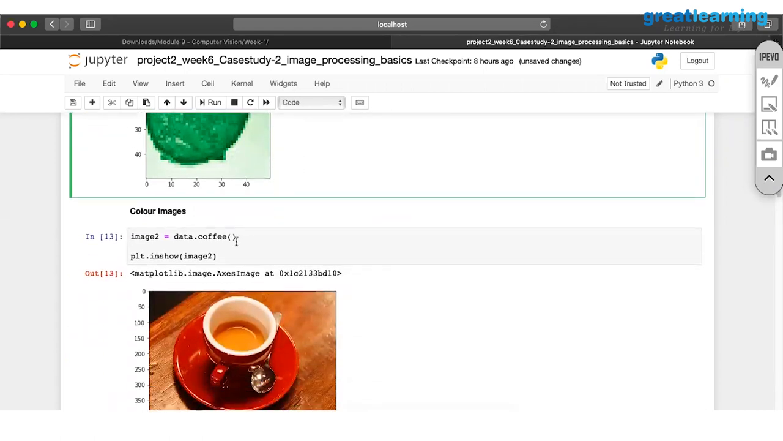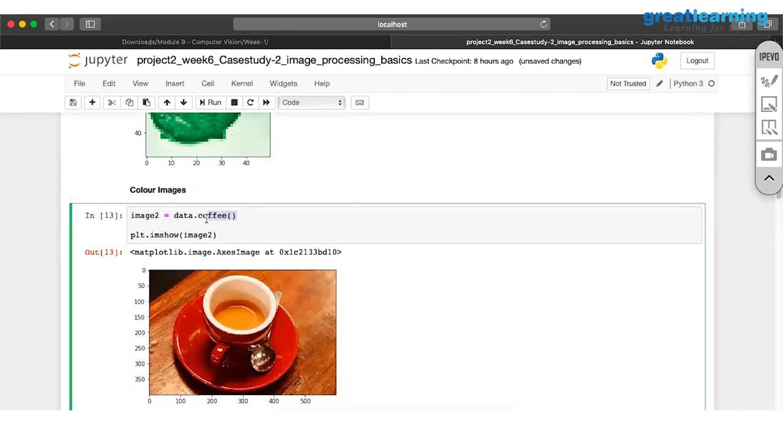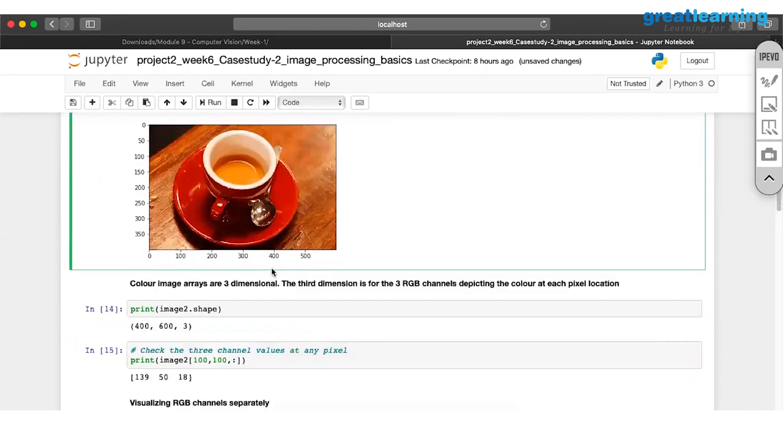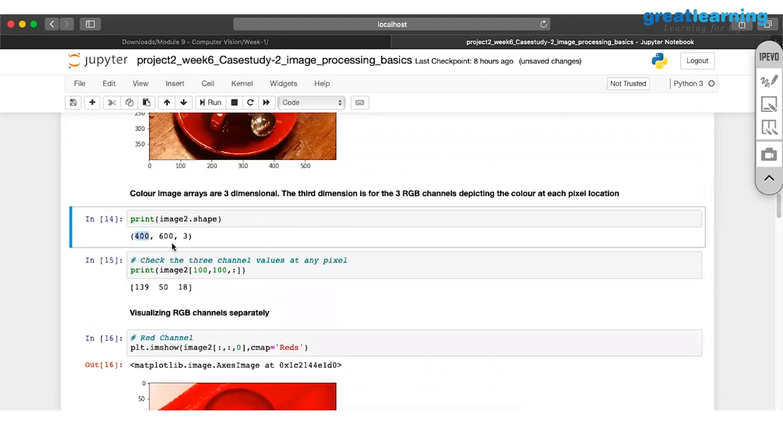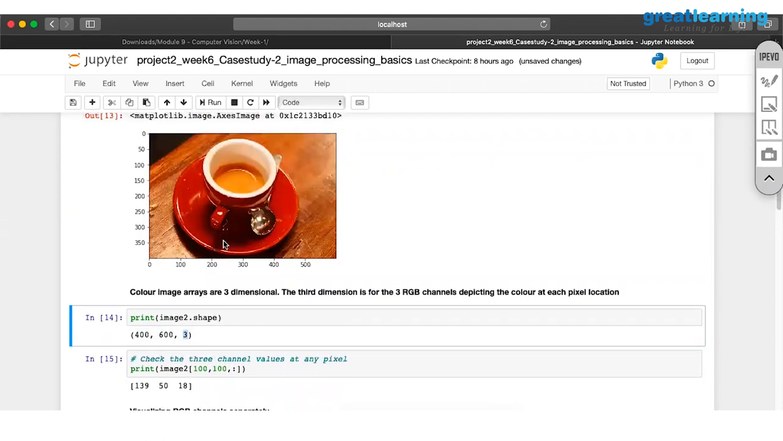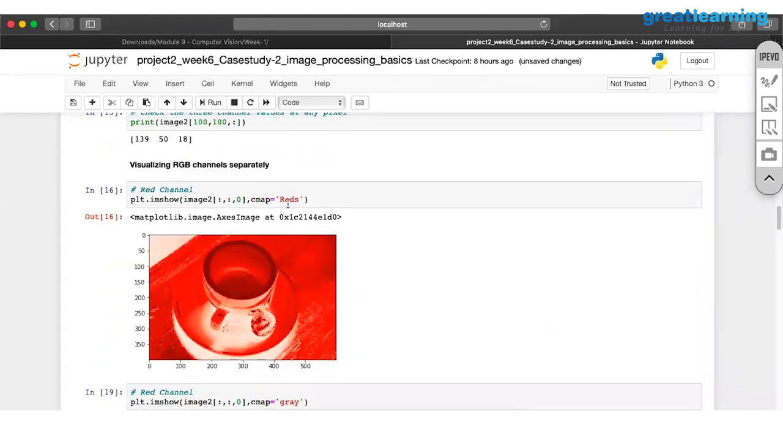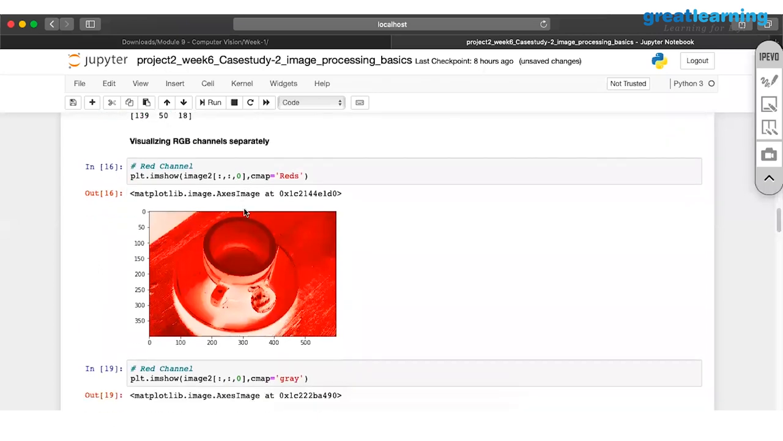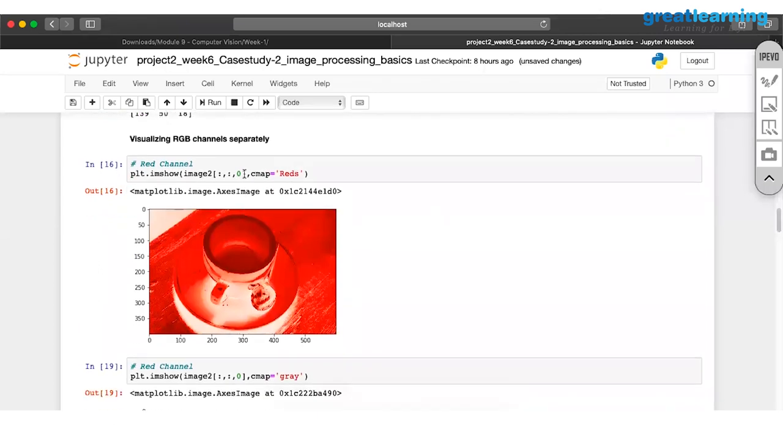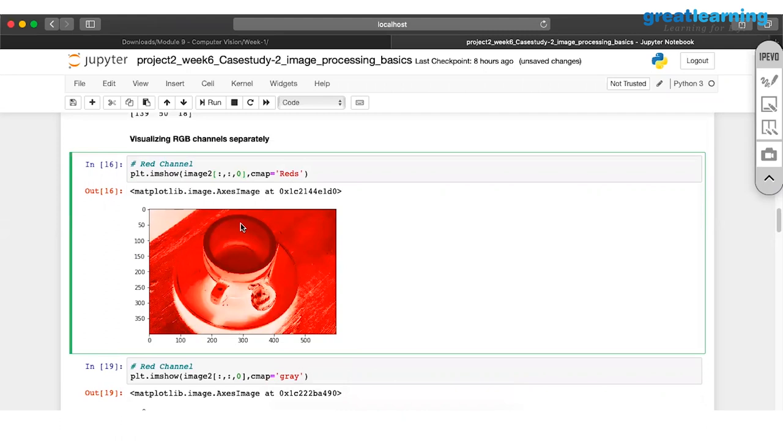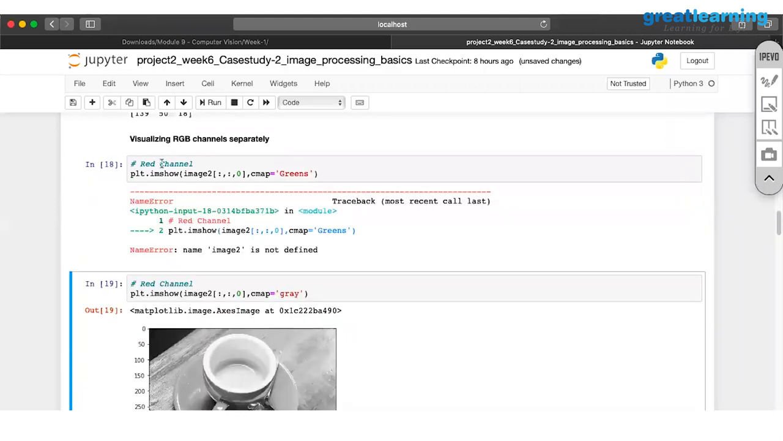Later on, there is one more image called data.coffee. So this is how it looks. Now, look at the dimension of it, 400 cross 600 cross 3. That means it is an RGB kind of channel. Next, if you want to focus more on the red part of it, I keep the third channel as it is, normal, and I say reds. If I say greens here, it is going to give me a normal image of how green looks. I'm just changing the filter.